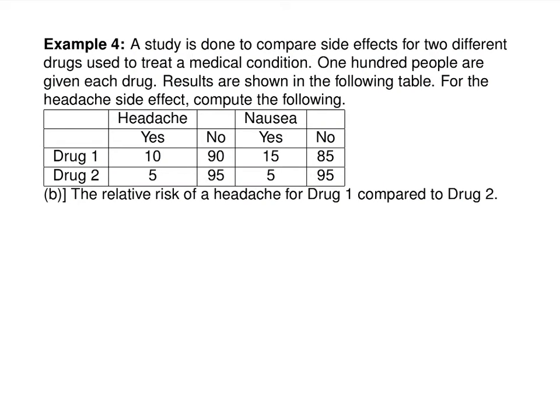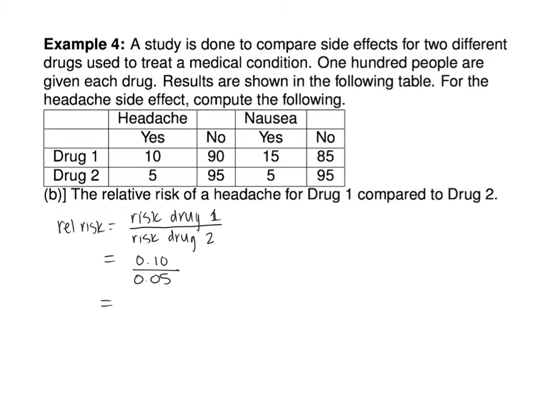Now the relative risk of a headache for drug 1 compared to drug 2. So remember that the relative risk is the risk for category 1. So in this case, that's drug 1. So risk drug 1 divided by the risk for drug 2. So that's 10% over 5%, which is 2. So you're twice as likely to get a headache with drug 1. All of a sudden, I don't want to take drug 1.